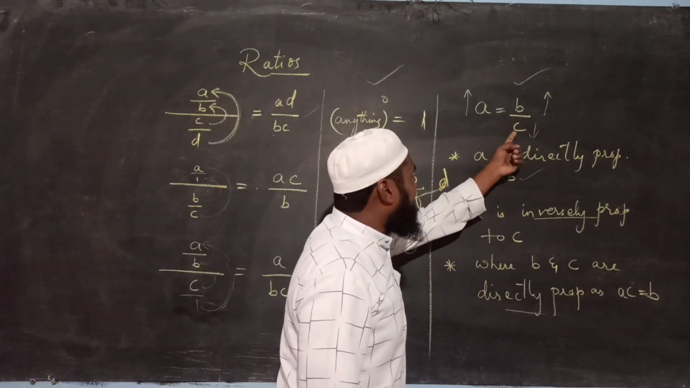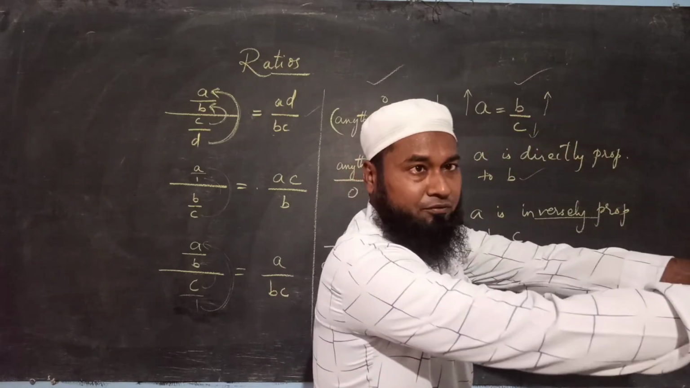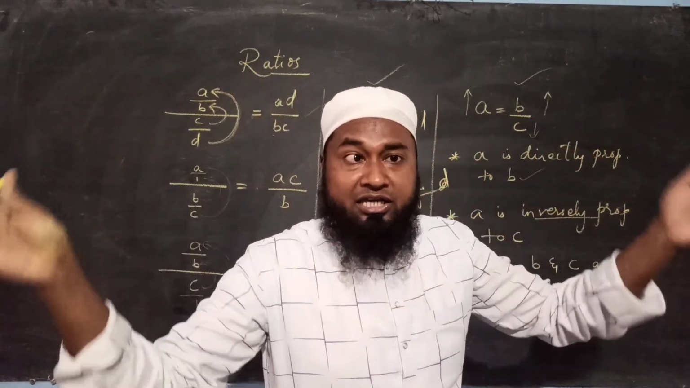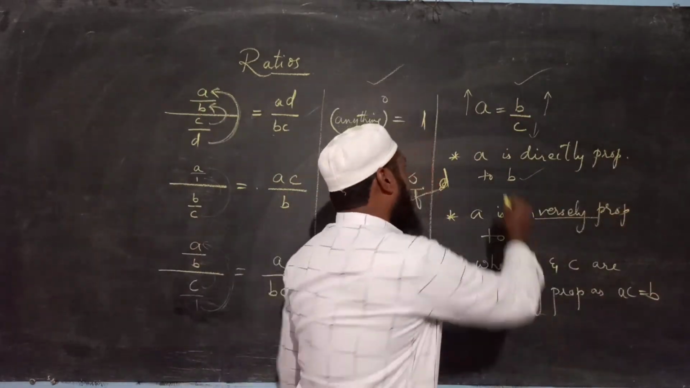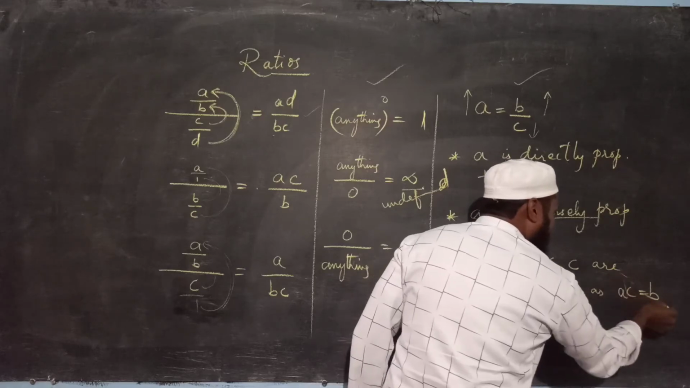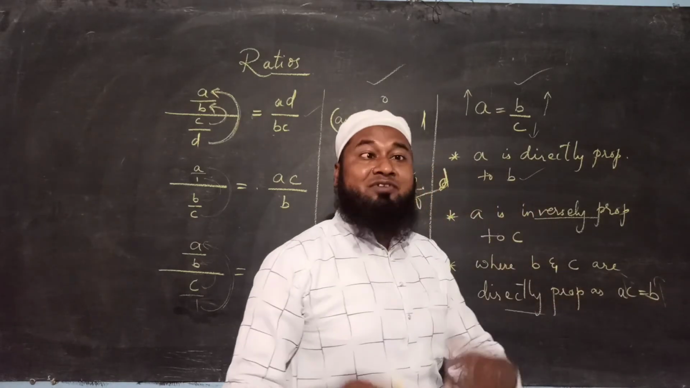And what will be the relation between B and C? Both are on one side. First bring them to either side of the equation. So if you take the C this side, it will be AC equal to B. Now C is in the numerator, B is in the numerator, so C and B are directly proportional.